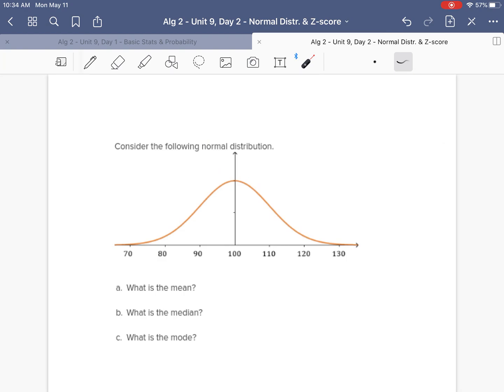All right, so let's get to this first example here. Consider the following normal distribution. An important thing: you have to be told that you have a normal distribution to use all these properties that we're talking about. So let's look at this. It says, what is the mean? Well, the mean is sitting right here in the middle. What is the median? Well, because it's a normal distribution, the mean and the median are the same thing, and so is the mode. So, easy question.